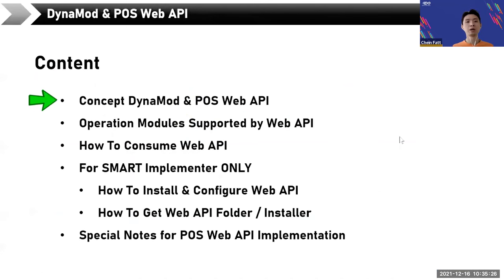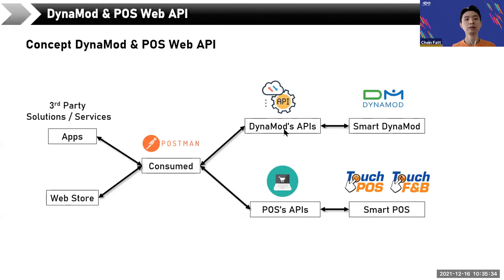So today we will cover a few topics. The first topic will be the concept for the Dynamod and the web POS web API. Based on this diagram, you can see how our Dynamod API and the POS API link with the third party solution or service.